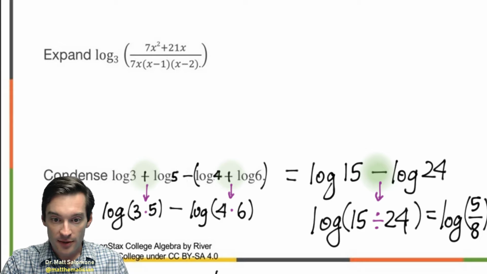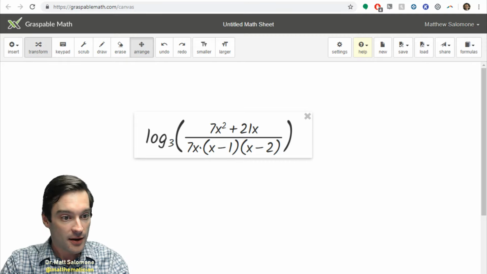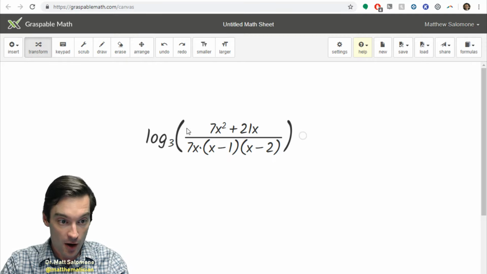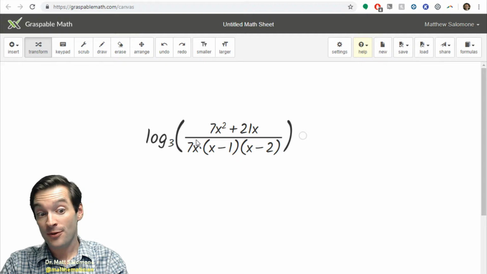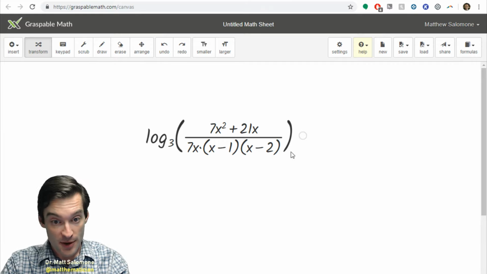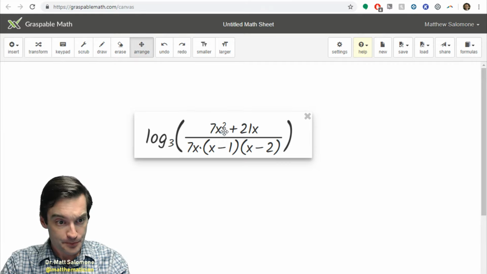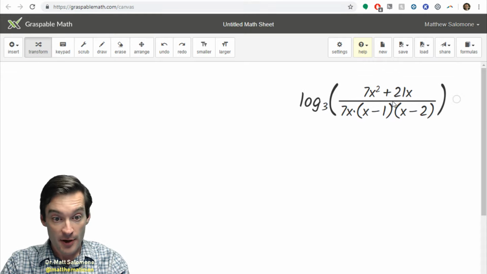All right, so I'm going to use Graspable Math's interface here to do this example. I want to expand this out so that instead of all of my arithmetic happening inside of the log, I want all my arithmetic to be happening outside of the log. So what can I do? The first thing that I see when I look at this expression is a bunch of division. I see an expression divided by another expression. So the first thing I want to do is to try to get this division on the inside outside of my log.